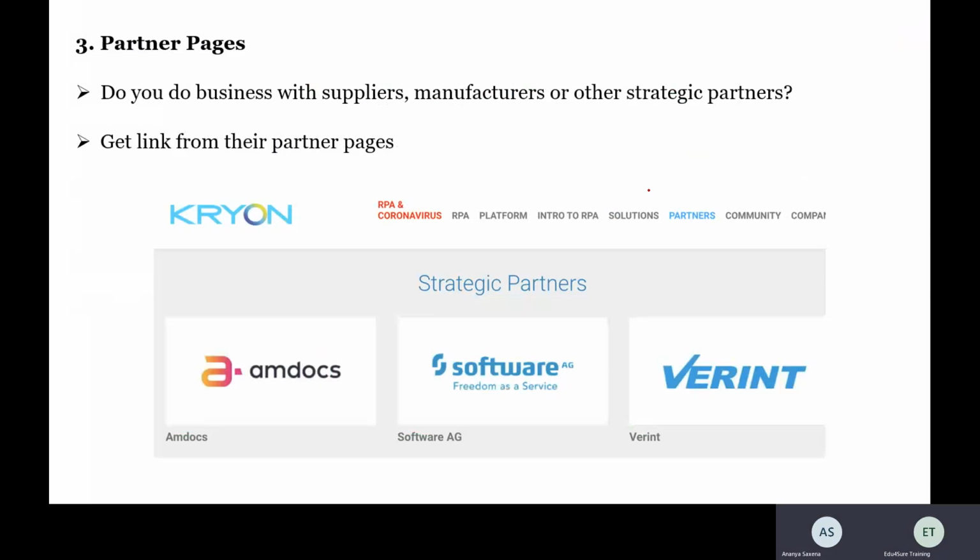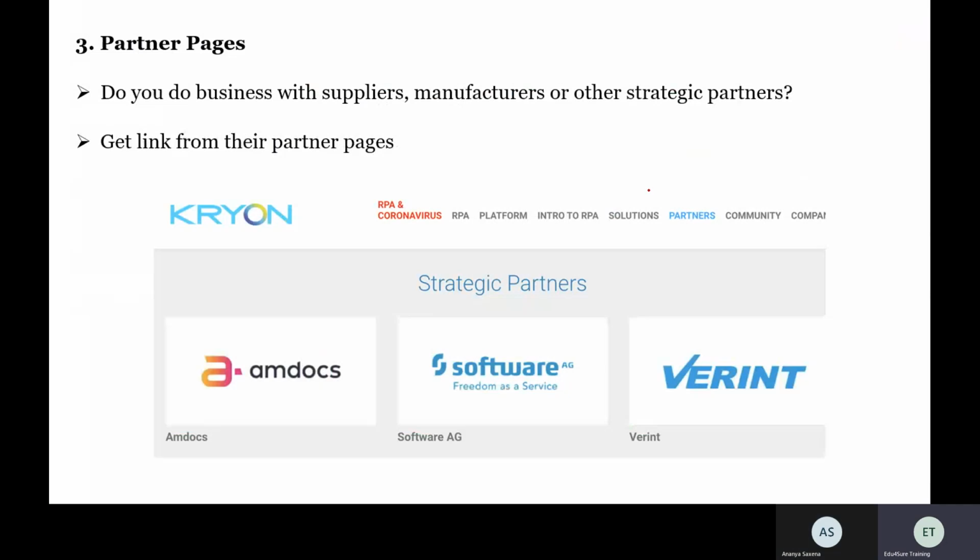For example, in this Crown page, their strategic partners are MDoc, Software, and Variant. So if I get a link from Crown, because they have mentioned my logo and I am a vendor to them, I'm supplying something, I'm a strategic partner, so I can get a link from them. So that is another strategy to get a backlink. Because usually we miss out, right?